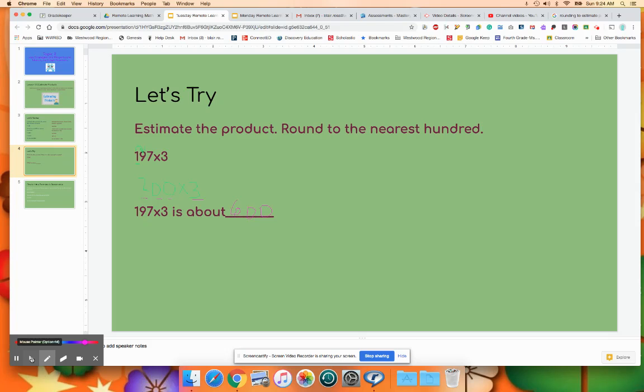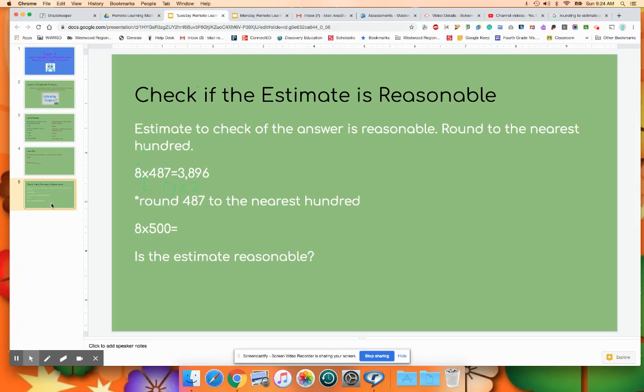All right, one more for today. So they're also going to ask you today to check if the estimate is reasonable. We've talked a lot about this year. Reasonable means, like, does the answer make sense? You know, if I did 5 times 5 and I got 10,000, we sort of know that doesn't really make sense, right? So is it reasonable? So here are the directions. Estimate to check if the answer is reasonable, round to the nearest hundred. So we have 8 times 487.